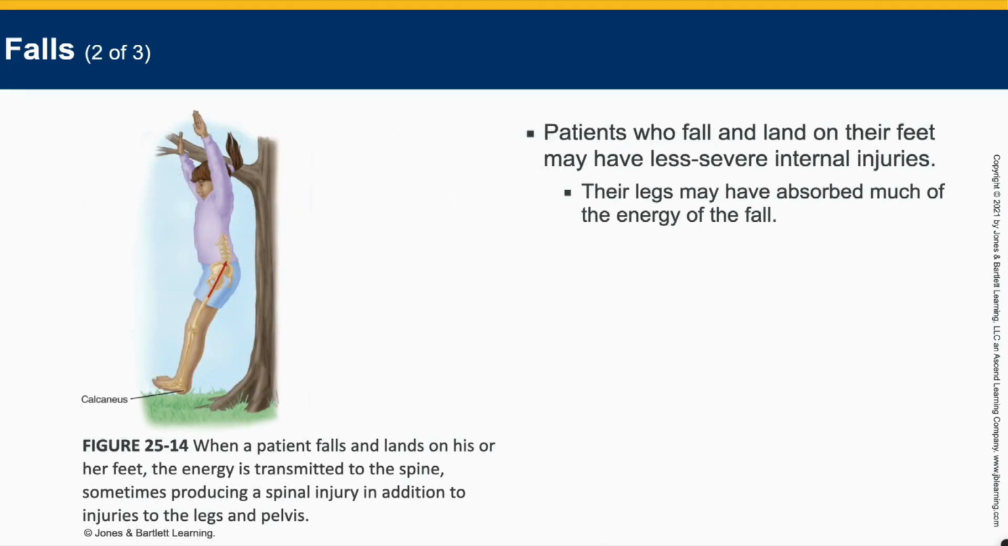Now let's talk about potential landings, because that matters just as much as the height. If a patient falls and lands on their feet, it might seem like a better outcome, and sometimes it is, because the legs absorb a lot of that energy. But here's the catch. That energy doesn't just disappear. It travels up the body. So while you may see injuries to the heels, legs, and ankles, you also need to be thinking about pelvis and spinal injuries. So don't let a feet-first landing give you a false sense of security. You still need to have a high suspicion for spinal trauma, even if the patient is walking or talking.